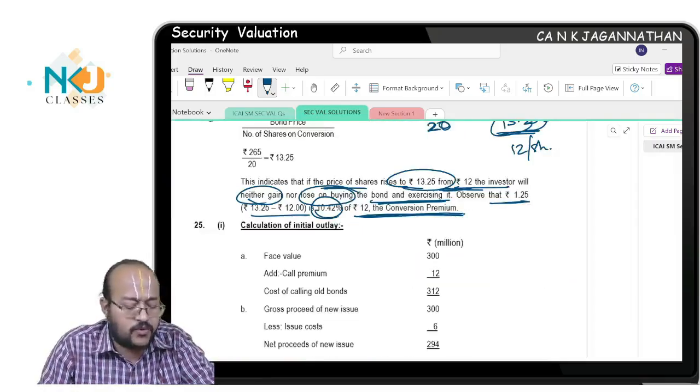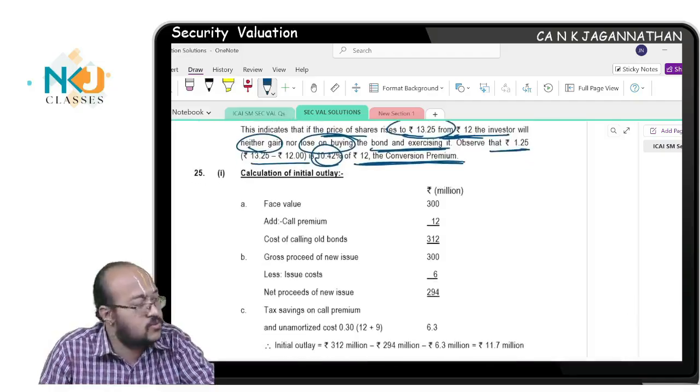Simple calculation. Once you are through with that, I will explain the calculation. Everything will be thorough.